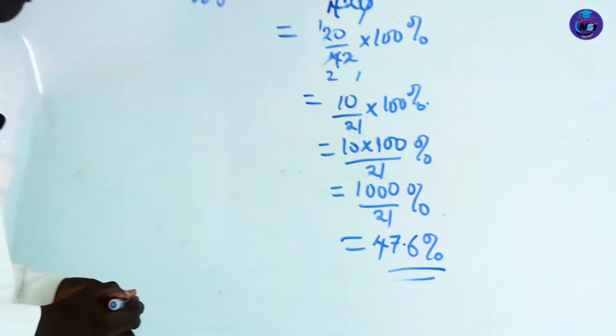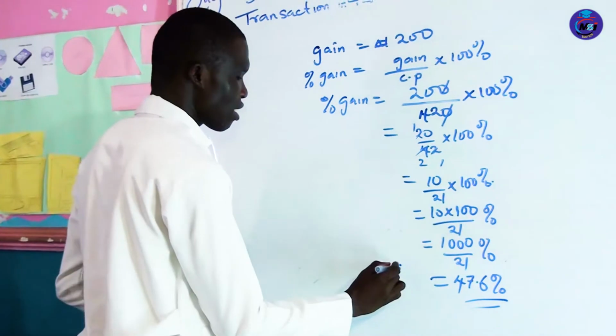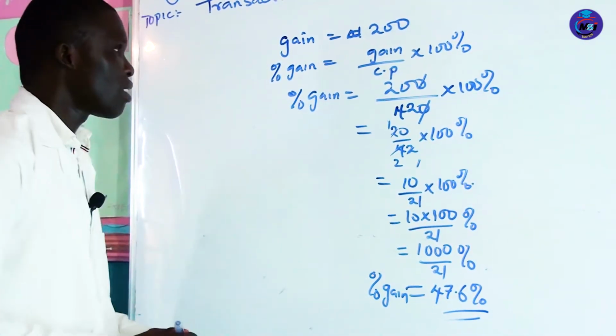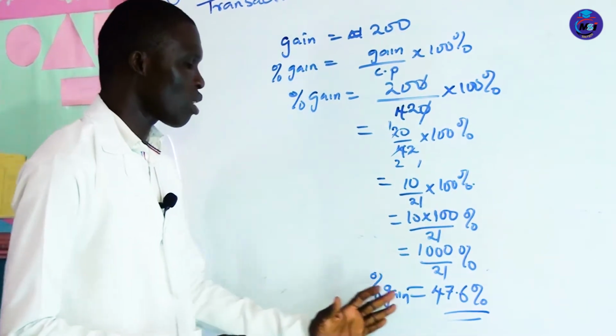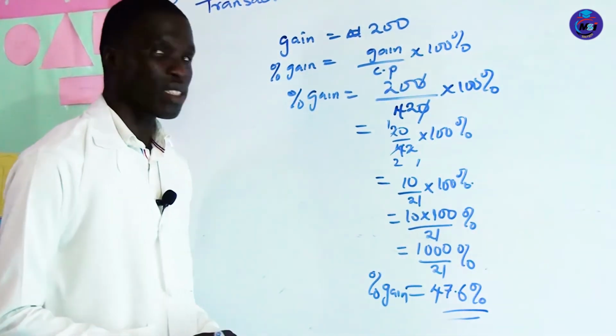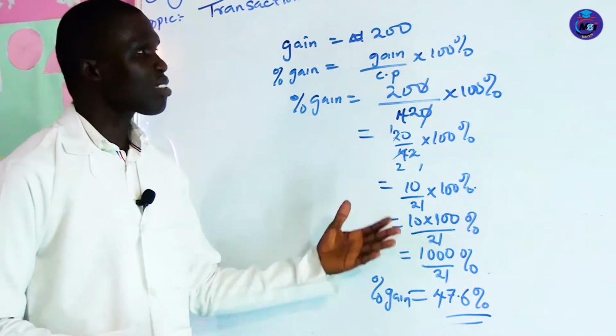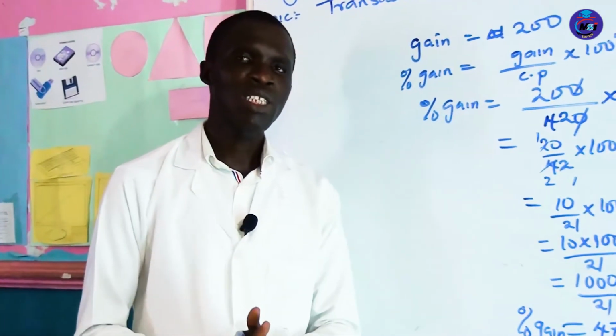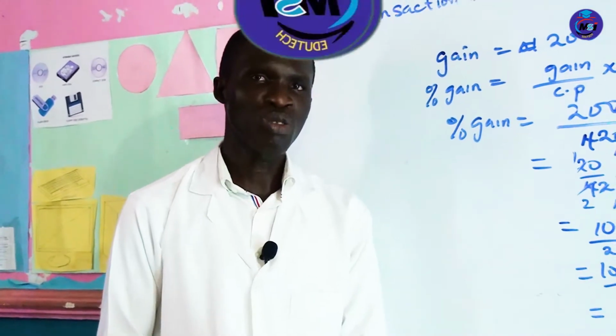47.6%. So that means the percentage gain of this particular person is what? 47.6%. Now let's go to percentage loss. How can we find percentage loss? That's the next thing to do now.